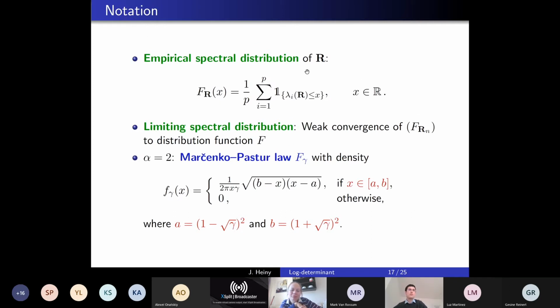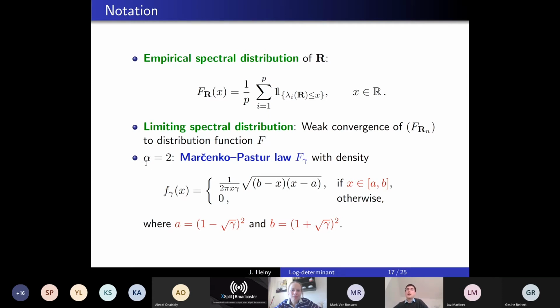As most of you know, this empirical spectral distribution is a very useful tool to study these eigenvalues. And in random matrix theory, one often looks at the limit of such empirical spectral distributions, where you want to look for weak convergence of such a sequence of spectral distributions. So first question, what is the limiting spectral distribution of the sample correlation matrix?